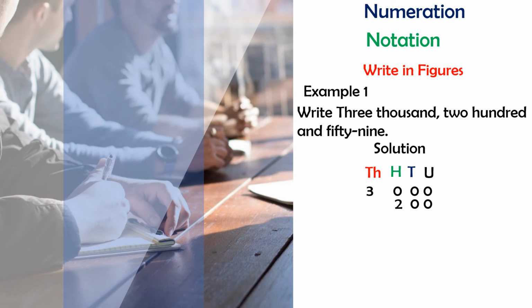Followed by 200. 2 to be written under what? H. H means 100. 200. Then followed by 59. But we are going to write the 50 first. Okay? 50. Then followed by 9. That's good. After writing this in expansion form, then you draw the first equal line, then bring down the number. Okay? After which you add your comma. Okay? Then close the equal line. That's good. Let's look into next example.